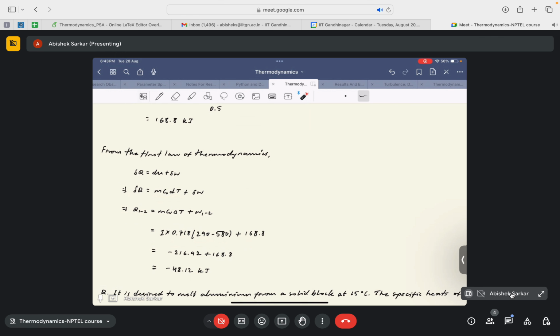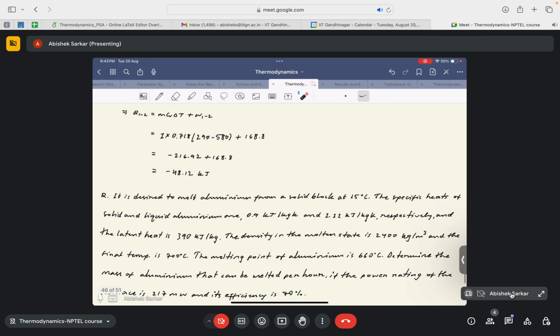I hope it is clear. This example was discussed by Professor Anand, so I'm just revising it, because we need to understand the steps so that you can solve the next set of problems that I ask you to try out.